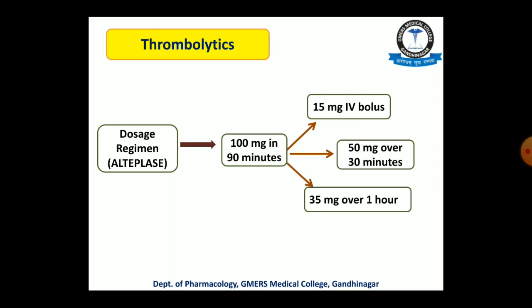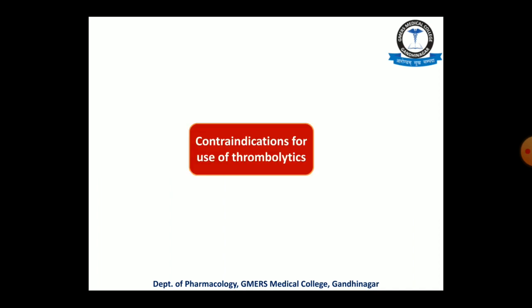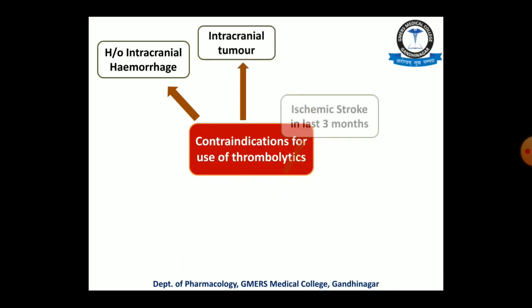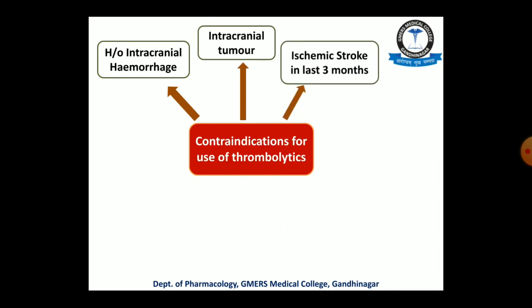Now we will discuss the contraindications for the use of thrombolytics. There are certain absolute contraindications, like if there is a history of intracranial hemorrhage, then thrombolytics must not be given. Same way, if there is a history of intracranial tumor or a history of ischemic stroke in the last 3 months, one must not give thrombolytics.